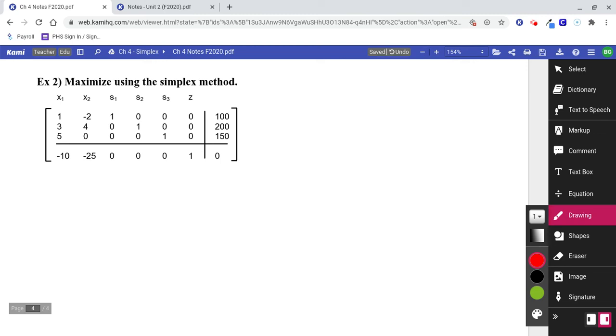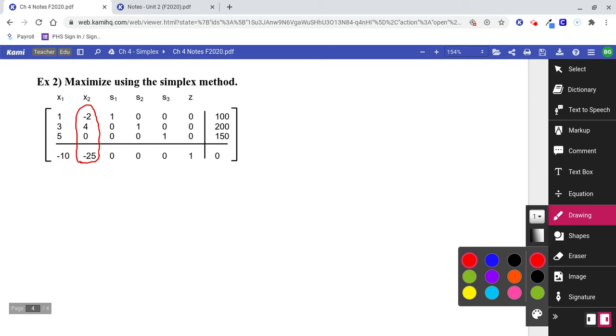Example 2, maximize using the simplex method. So we've already got our table set up, so we want to go straight into finding the most negative. Well, negative 25 is the most negative indicator, so I want to circle that column.